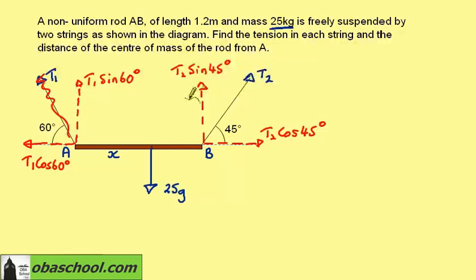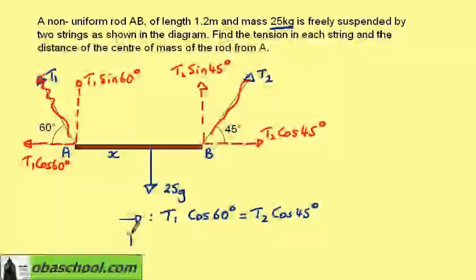We can ignore T1 and T2 once we've put the components onto the diagram, since the components have the same effect. If we're in equilibrium, forces to the left must be equal to forces to the right. That's because there's no horizontal acceleration. So T1 cos 60 must be equal to T2 cos 45 degrees.